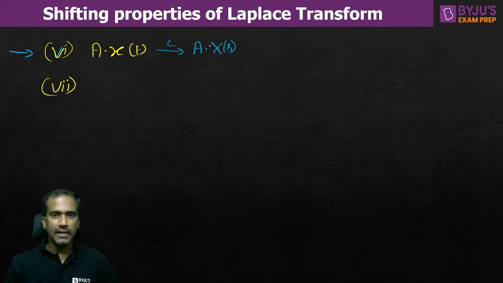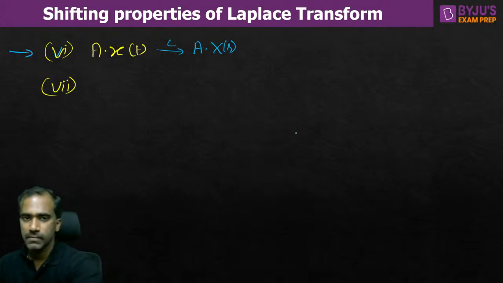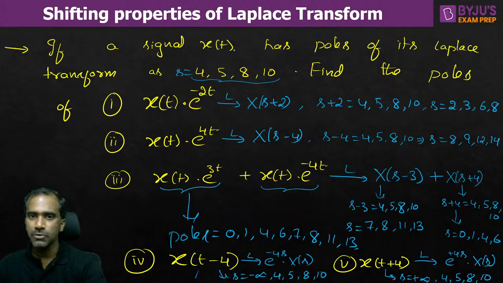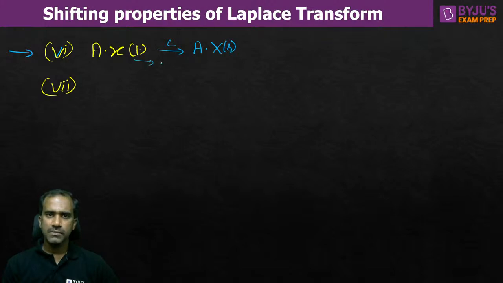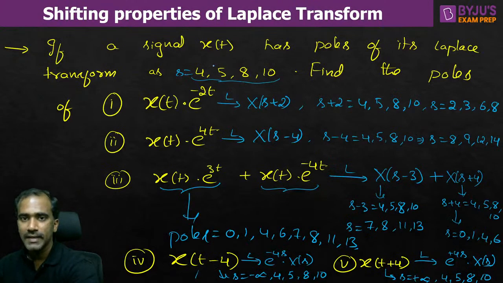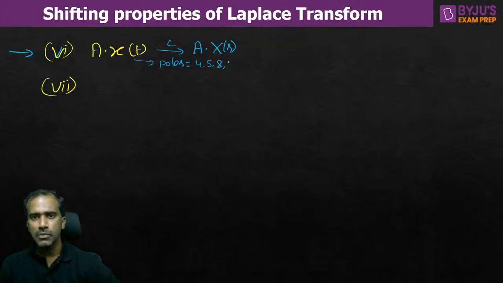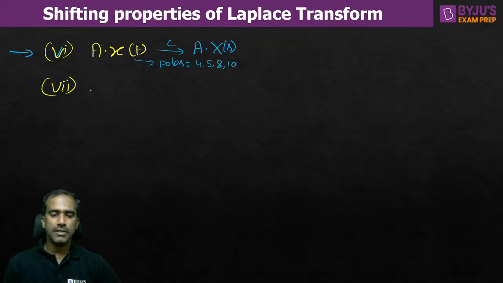This constant is multiplied, agreed. I'm talking about the poles. The question is about poles. We know the poles of the Laplace transform of signal x of t. I'm asking you the poles of a into x of t. Any change in the poles? Same poles, no? 4, 5, 8 and 10. No change in the poles because of multiplication with a constant.